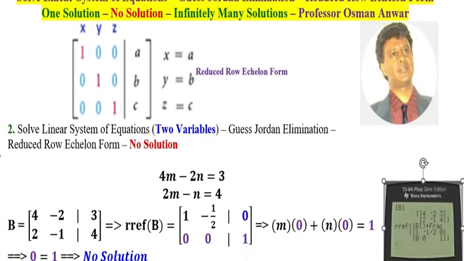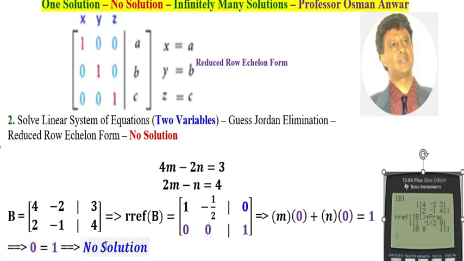That is 0 equals 1. That means no solution. And here is a matrix B: 4, 2, minus 2, minus 1, 3, 4. RREF of B, we use fraction, so to display this as a fraction, we get 1, 0, minus half, 0, augmented with 0, 1. That means 0 times m plus 0 times n equals 1, which is 0 equals 1, means no solution.